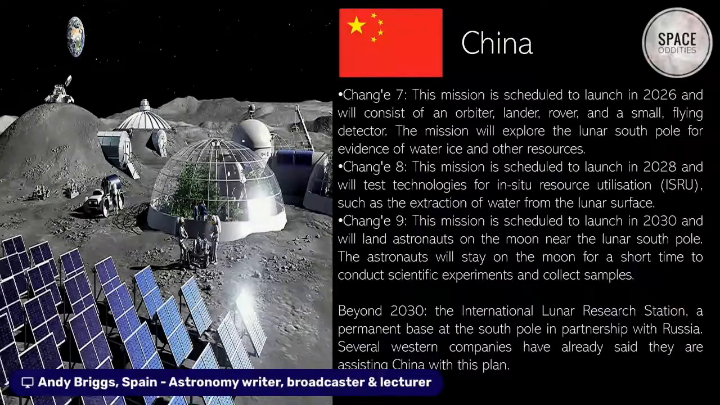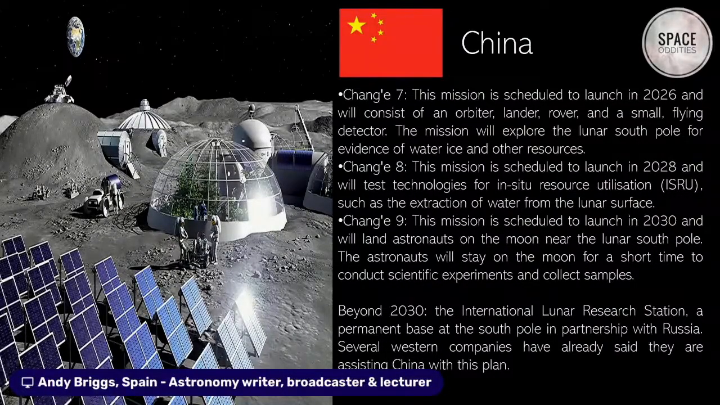Because that's what it is. Chang'e 9 in 2030, and they're going to land astronauts. China's going to land astronauts on the moon near the lunar South Pole. And beyond 2030, China is in partnership with Russia to develop the International Lunar Research Station, a permanent base at the South Pole of the moon.